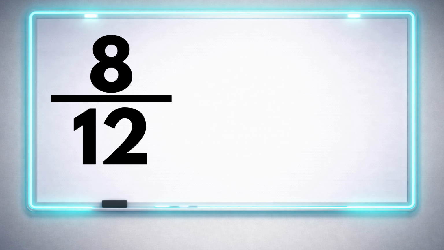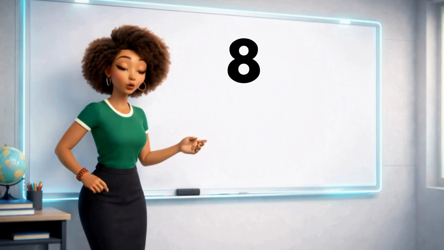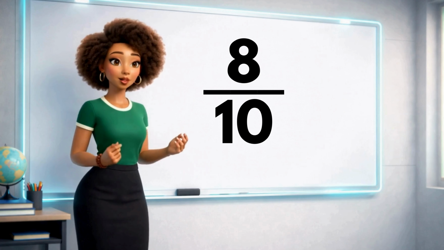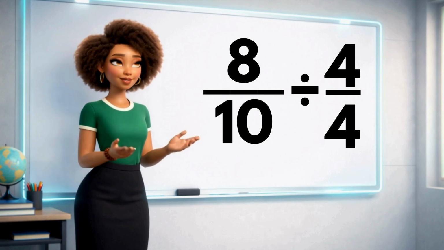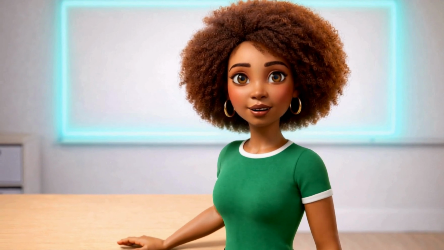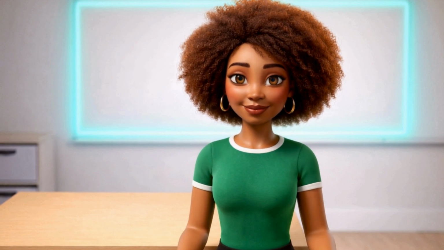So 8/12 becomes 2/3. We divided the top number, the numerator, and the bottom number, the denominator, by the same amount. The numbers got smaller, but the fraction still represents the same amount.